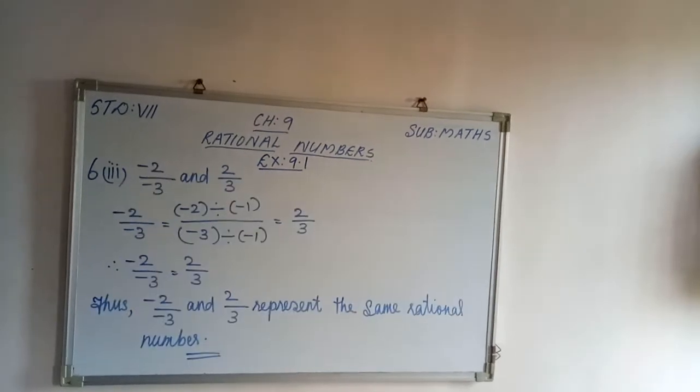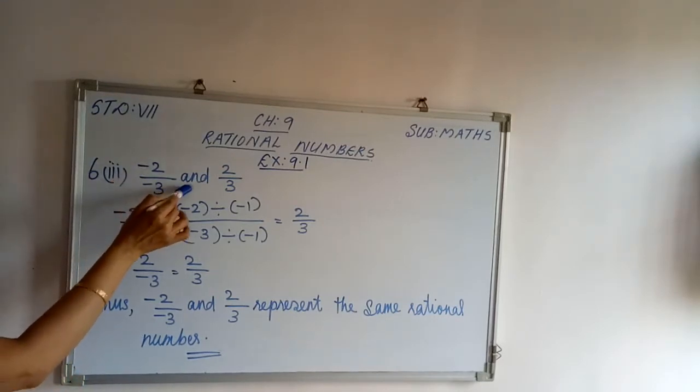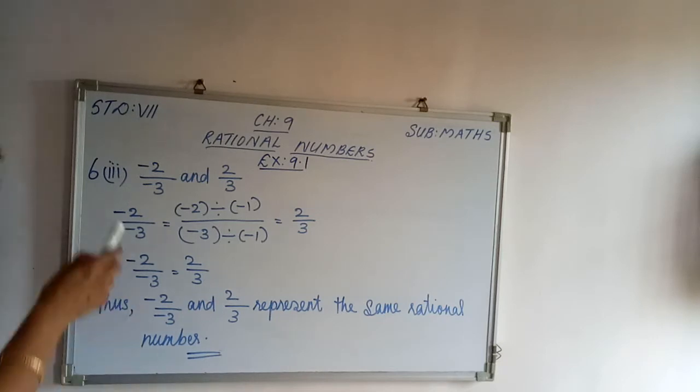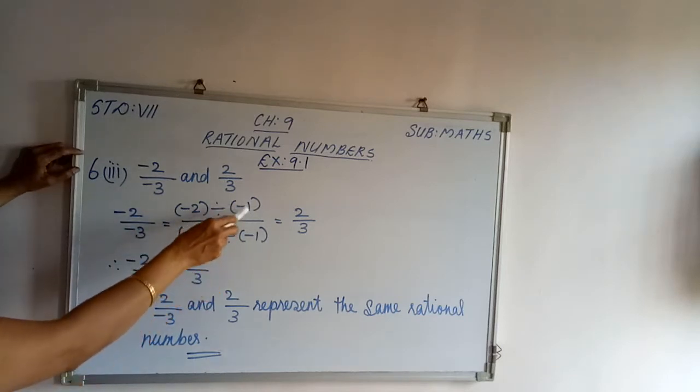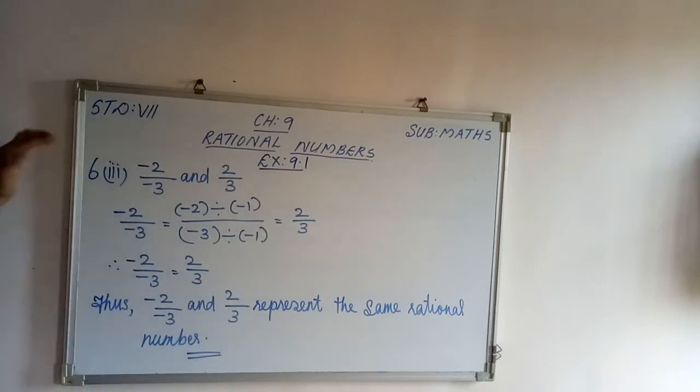Now third question. Third question is minus 2 upon minus 3 and 2 upon 3. Now see, minus 2 upon minus 3, you know that both the numerator and denominator are negative. So it's a positive rational number. Otherwise we can divide by minus 1 on both numerator and denominator. We get 2 upon 3. So minus 2 upon minus 3 is the same as 2 upon 3. Therefore, minus 2 upon minus 3 and 2 upon 3 represent the same rational number.